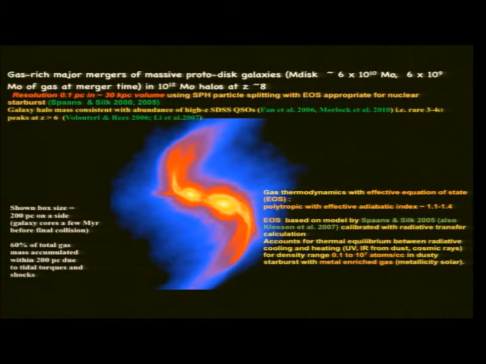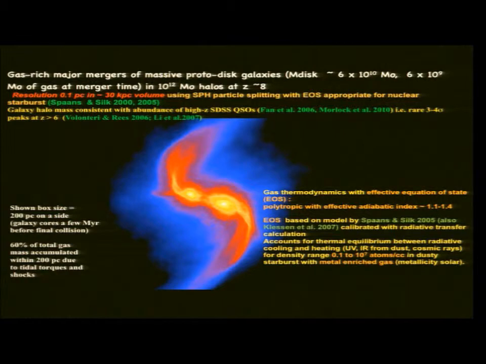If you take a major merger of two gas-rich protogalaxies and you use particle splitting of SPH to increase the resolution so that you can resolve 0.1 parsec scales in a merger that is in a volume of several tens of kiloparsecs, what do you actually see? Well, let me say, and I can talk about this more if people are interested, we have to decide what we do with the gas thermodynamics.